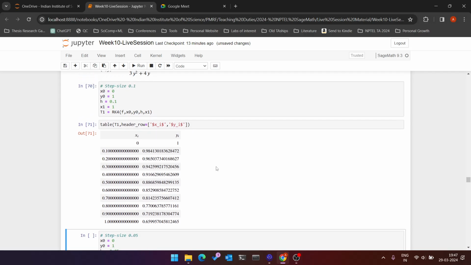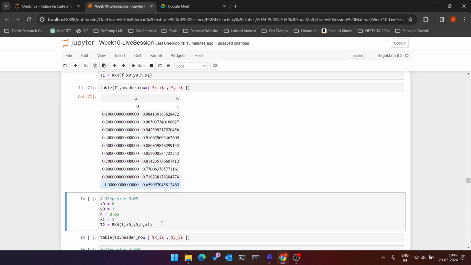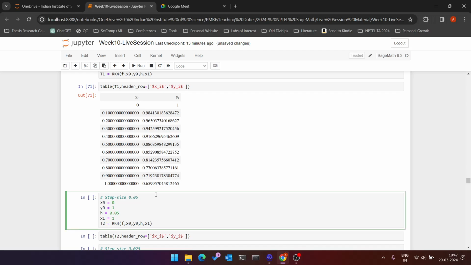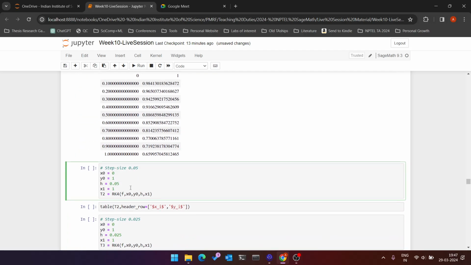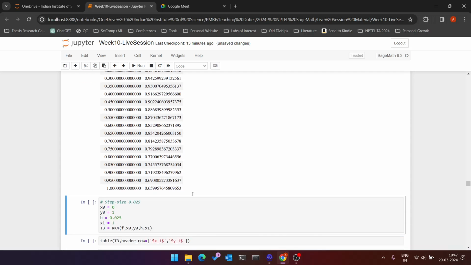Solution T1 gives me a value of 0.659. Next, I repeat the same process, but only change the step size, 0.05. I again run the Runge-Kutta method and store it in the table T2, or solution array T2 rather, which I display in the form of table here.